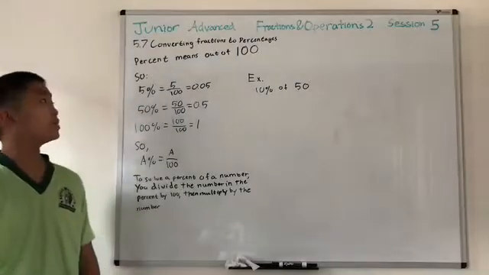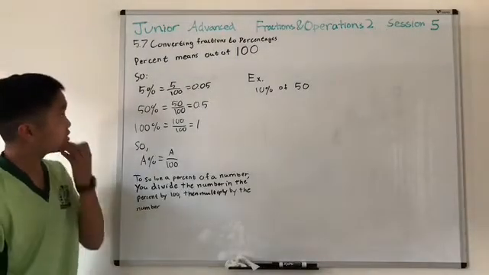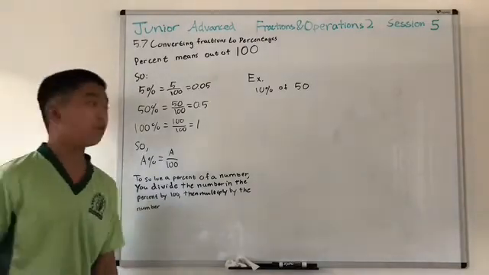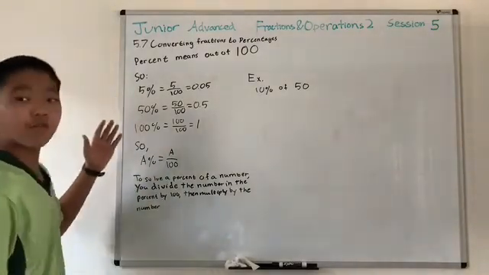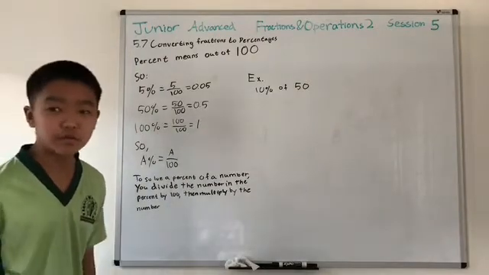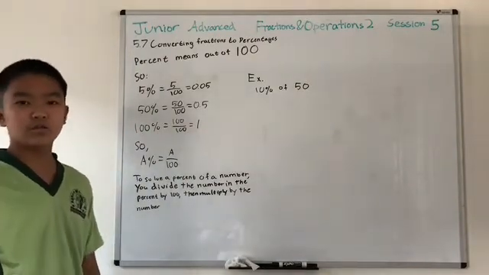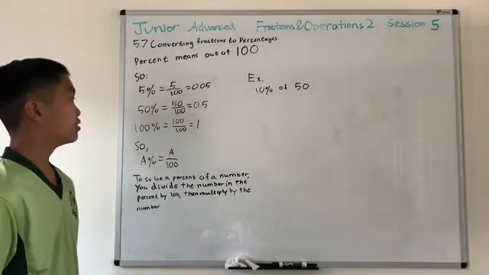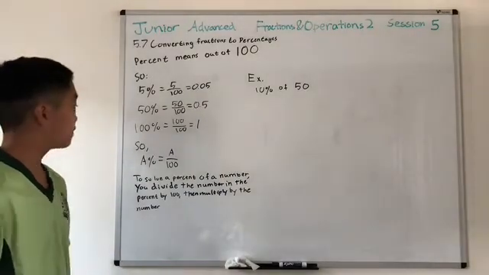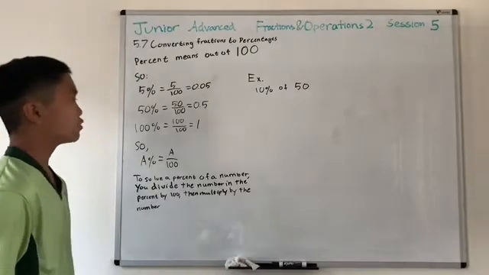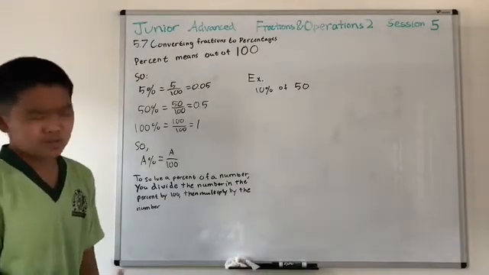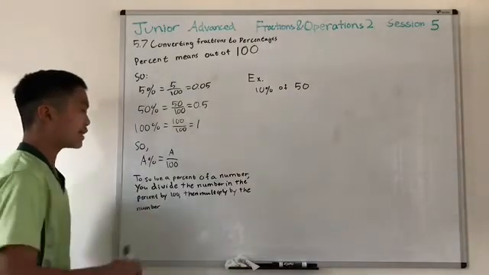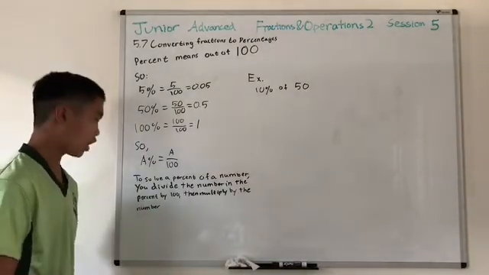So lesson 5.7 is on converting fractions to percentages. So percent means out of 100. So for example, 5% equals 5 over 100, which equals 0.05. 50% equals 50 over 100, also known as 1/2, which is equal to 0.5. And 100% equals 100 over 100, which is also known as just 1. So we can see that 8% equals 8 over 100.